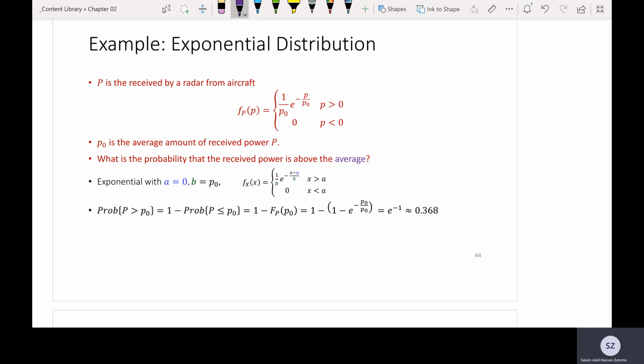Okay, now an example. P is received by radar from an aircraft. Okay? P here is the power received. So basically, the PDF of P looks like this. It's basically centered around 0, or starts from 0. Okay, 1 over P0 e to minus P over P0. And it decays to 0 as well. P0 here is the average. Okay. P0 is the average amount of received power. Then, what is the probability that the received power is above its average? Remember, because of this, you will see that P is here, P0, which is the average.